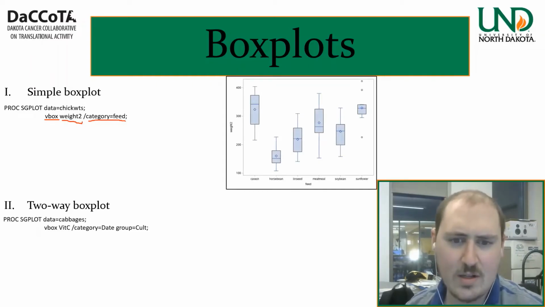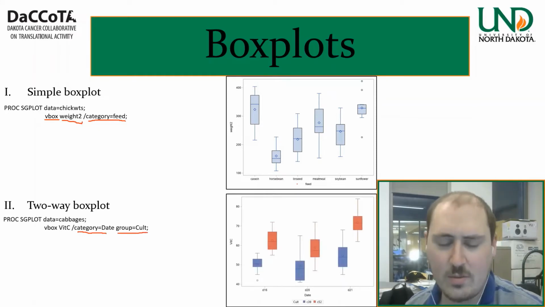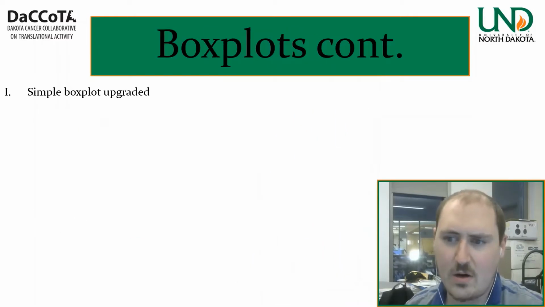Two-way box plot, not much different. The only thing we're going to add is, since there's two ways, we're going to have a category, which is going to be on the x-axis, like our feed is here. And then our group variable is going to be colored. And that is our cultivar, and here we go. So, not too bad at all.